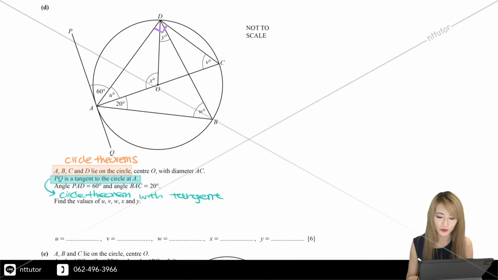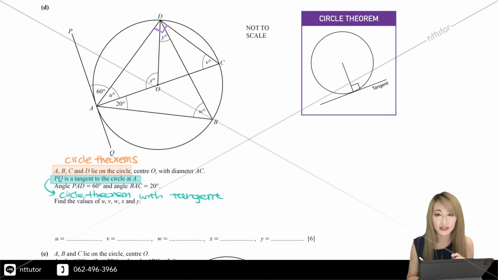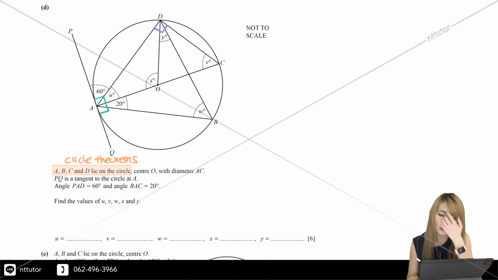And if we use a circle theorem involving the tangent, a tangent makes 90 degrees with the radius of the circle at that point. So if this is the radius, that's the tangent. This means that this angle over here, angle OAC, must be 90, and angle OAP must also be 90. And when the question has multiple angles for you to find out, try and find it out in that order. It says find the values of u, v, w, x, and y. So try to find u first, v, w, x, then y, because most of the time you need the previous angles to work out the next angle.